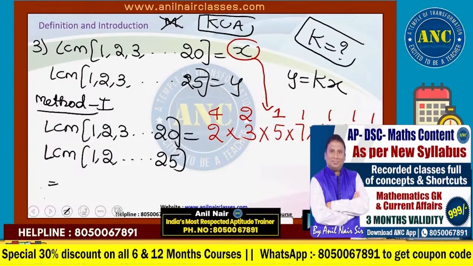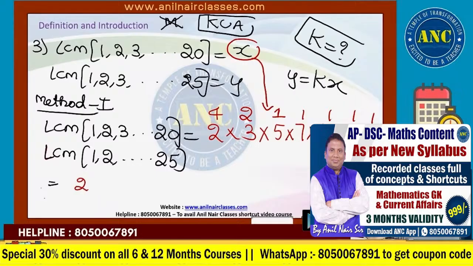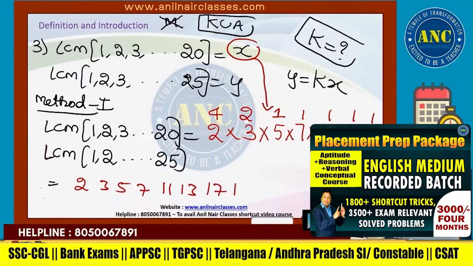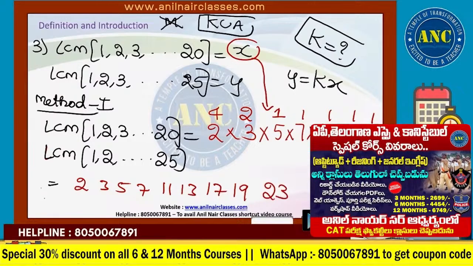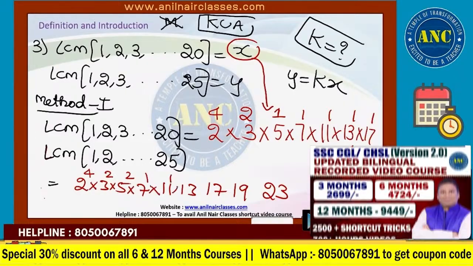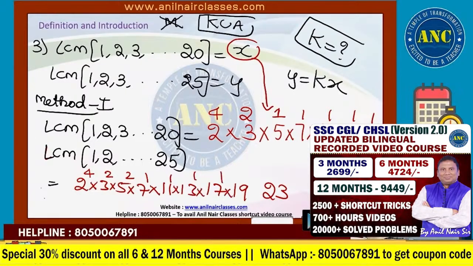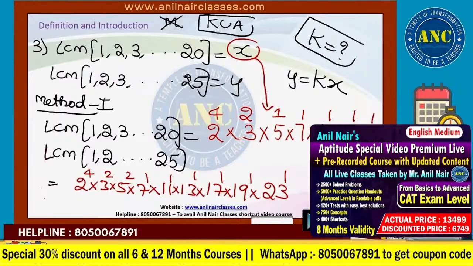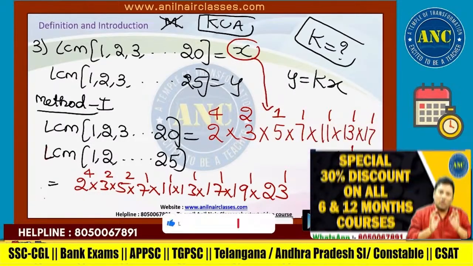If I write till 25, what are all the prime numbers? 2, 3, 5, 7, 11, 13, 17, 19, 23. What is the power of 2 till 25? 2 power 4. Power of 3, 3 square. Power of 5, 5 square. 7 square is 49, so remaining all will be extra 1. I hope it is clear. 2 power 4 into 3 square into 5 square into 7 power 1, 11 power 1, 13 power 1, 17 power 1, 19 power 1, 23 power 1.